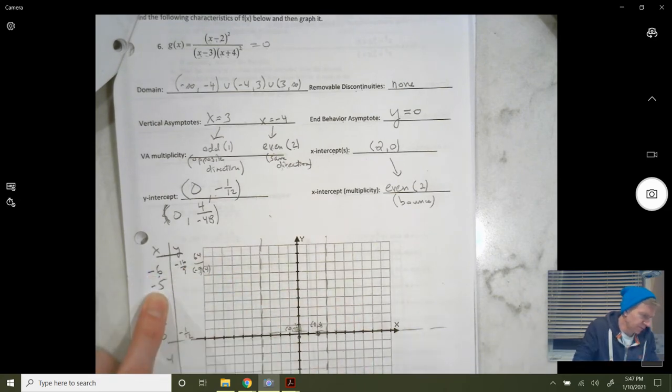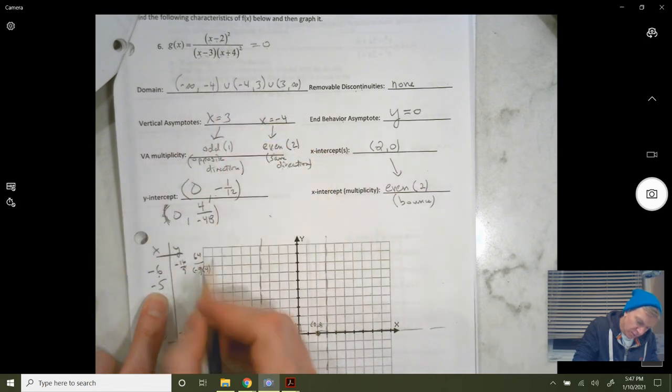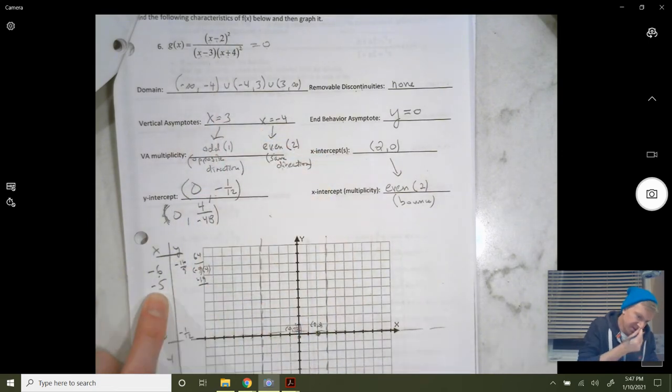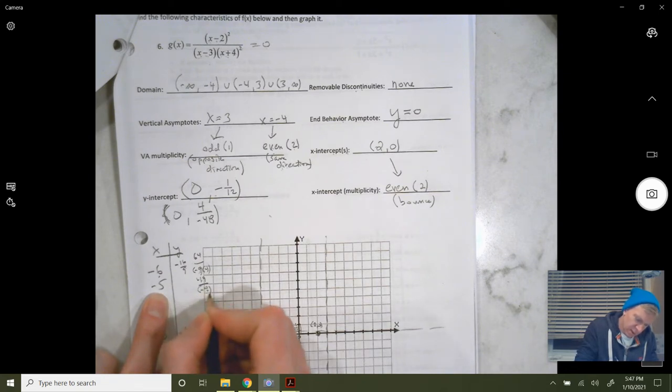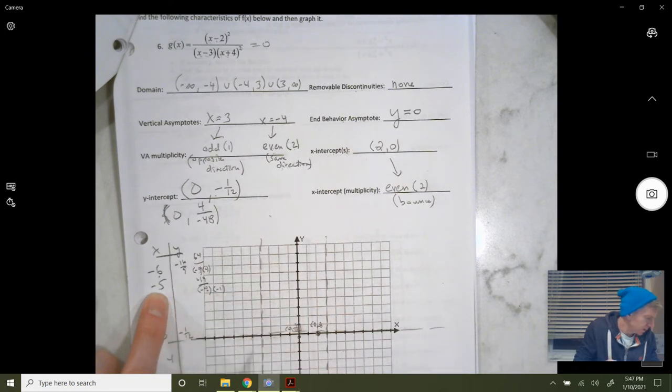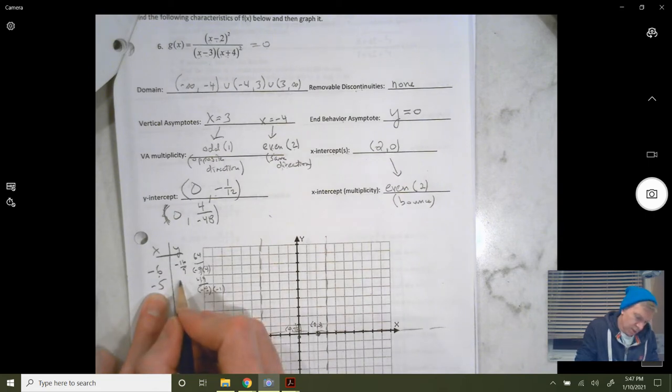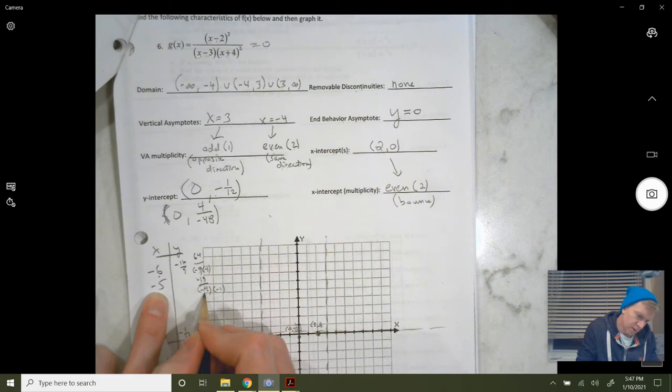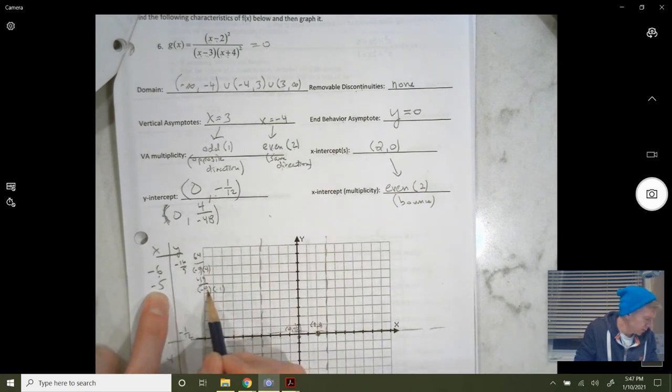Plugging in negative 5. Negative 5 minus 2 squared, I got a 49 on the top. On the bottom, you've got negative 5 minus 3, so negative 8, times negative 5 plus 4, negative 1, squared, so that's a positive 1. So 48 over negative 8 gives you negative 6.